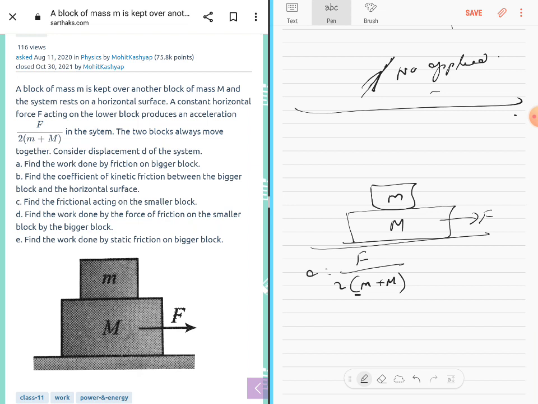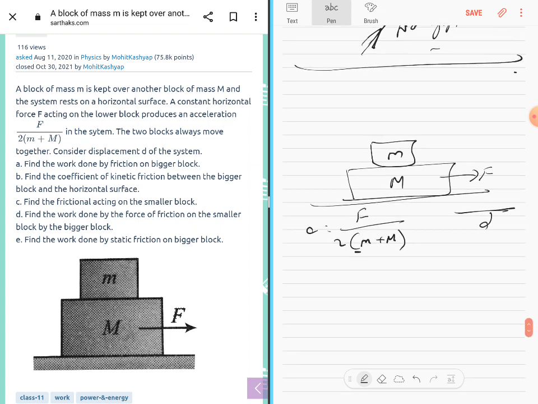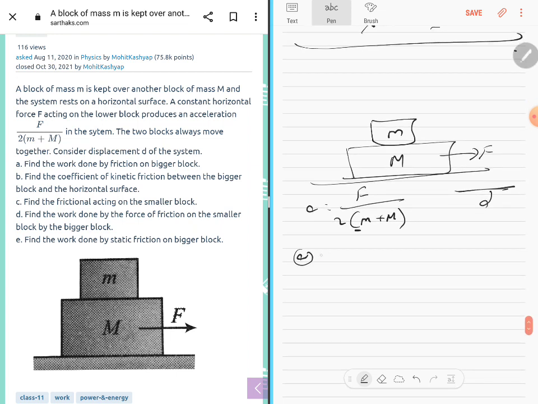Consider displacement d of the system, the displacement d of the system until there is no relative motion between small m and capital M. A. Find the work done by the friction on the bigger block. B. Find the coefficient of kinetic friction between the bigger block and the horizontal surface. C. Find the frictional force acting on the smaller block. Find the work done by the force of friction on the smaller block by the bigger block. Find the work done by static friction on the bigger block. Okay.